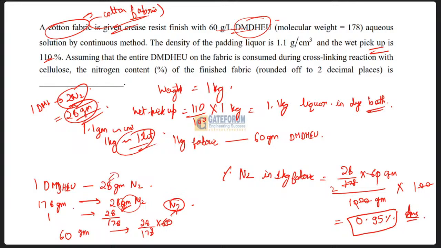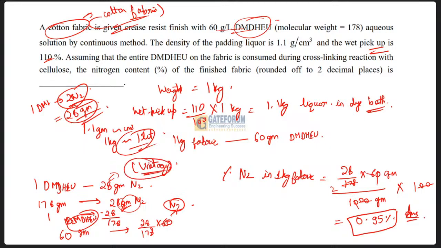And how much DMDHU is there? 60 gram DMDHU is considered. So in 60 gram DMDHU, whatever is consumed on the fabric, you need to find that out. In 178 gram, 28 gram nitrogen is required. So for 60 gram of DMDHU, how much nitrogen content would be required, that you need to find out. And then you need to solve this accordingly. So in 60 gram DMDHU, how much nitrogen is present? This is a simple unitary method.